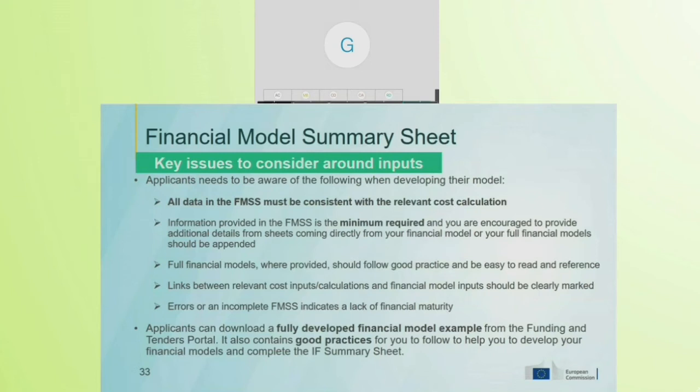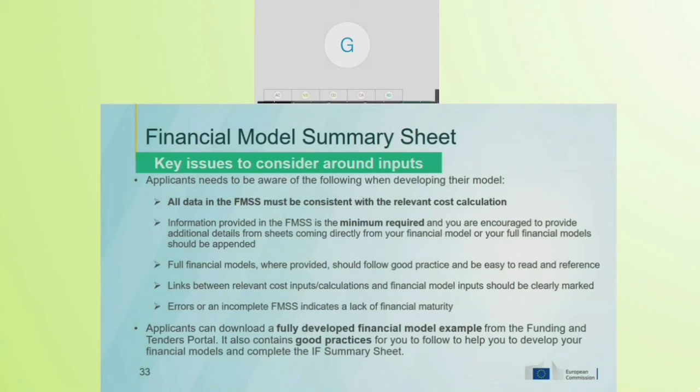You are able to submit a full project financial model alongside the financial model spreadsheet. It's not a requirement, but it might help with the evaluation. If you feel that is the case, you can submit that alongside it. But everything we're provided must follow good practice and be easy to read and reference. It can't be a very complex financial model where inputs and assumptions and calculations are mixed up, where there are lots of references which are difficult to follow.